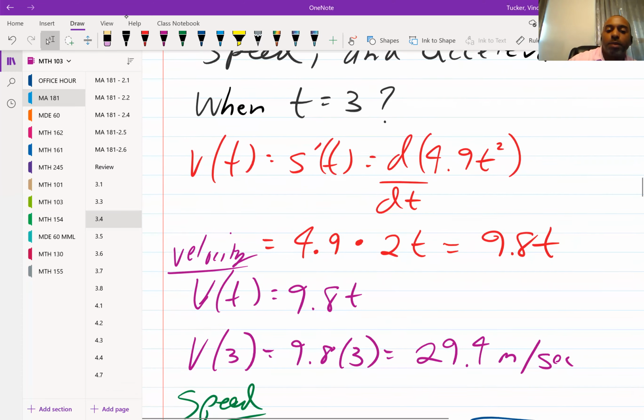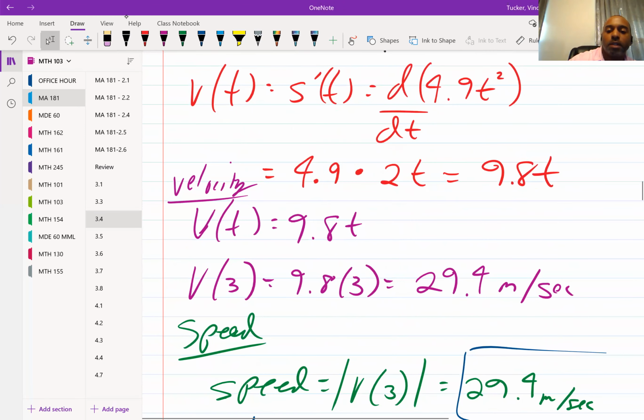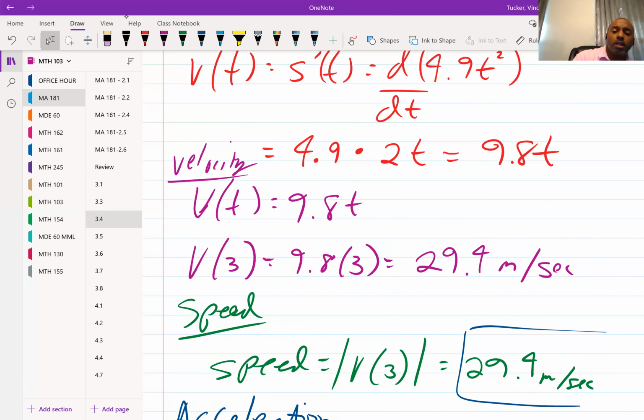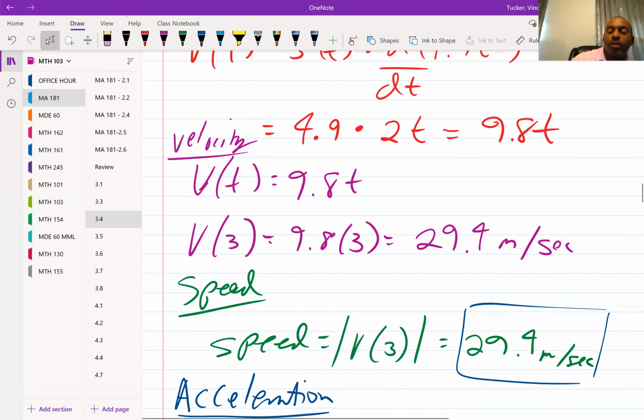All right, asked us to find the speed. Don't forget the speed is just the absolute value of the velocity. And so that's just 29.4 meters per second. All right.